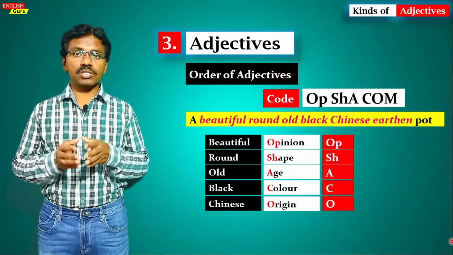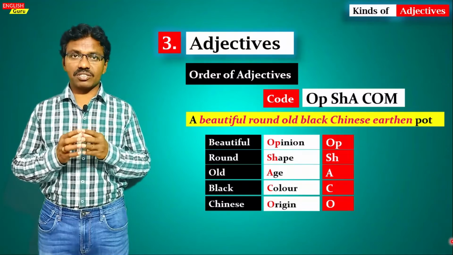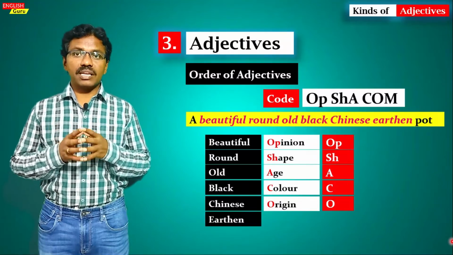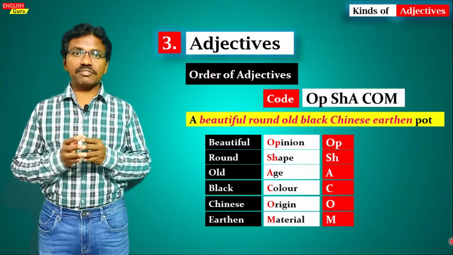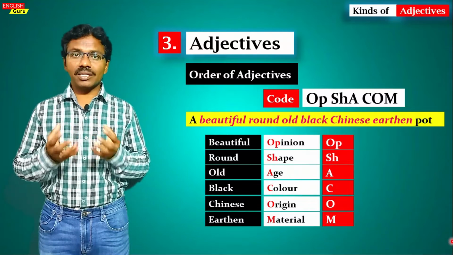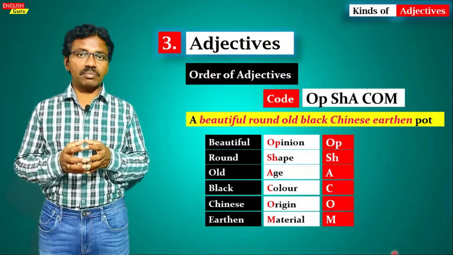O stands for origin, that is Chinese. So it's a Chinese. So it's talking about origin. The next one is M. M stands for material. So it's earthen. Earth is a material. So earthen pot.